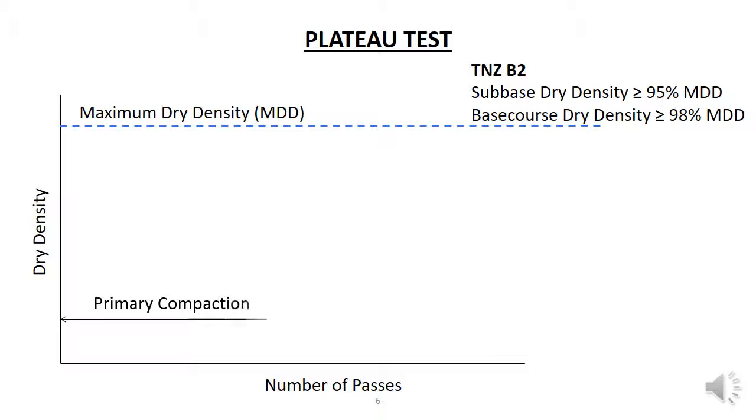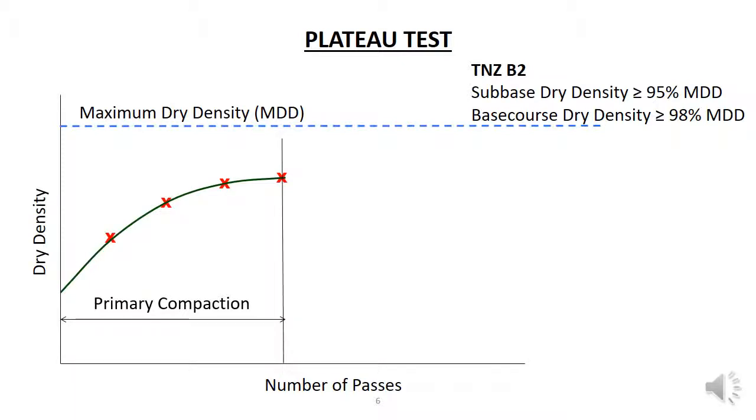The process then continues with the density being measured after each pass and the results being recorded in a graph of number of passes versus the dry density, which is shown here. The graph normally looks like this after a few passes. Note that the effectiveness of the primary compaction levels off into a kind of plateau, where additional passes do not result in any significant increase in dry density.